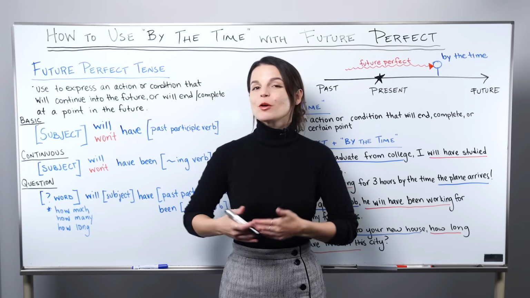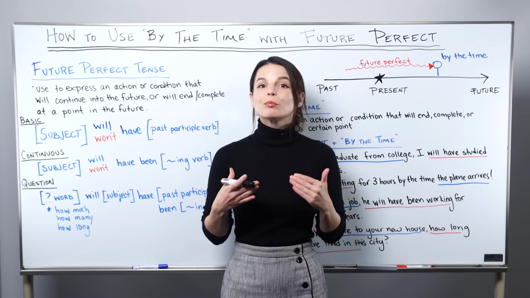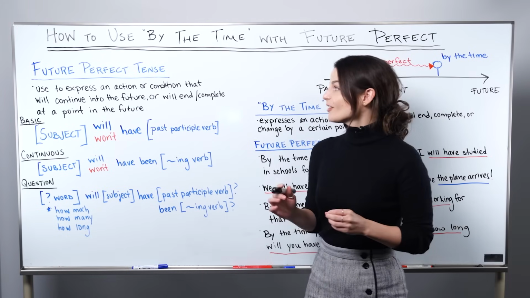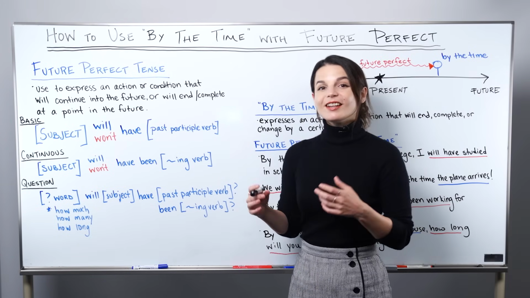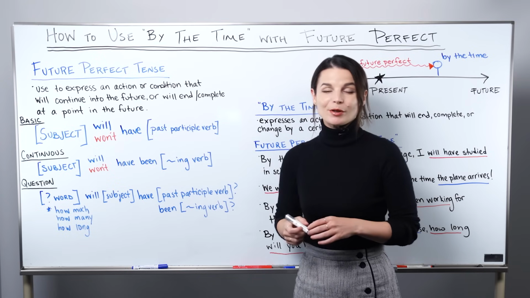In this lesson, I'm going to talk about how to use by the time with future perfect grammar structures. Let's get started. Okay, the first thing I want to do in this lesson is talk about future perfect tense. I want to review this grammar point.